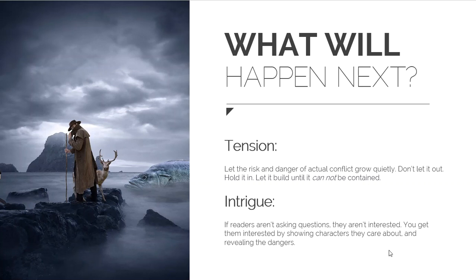You have to show them characters that they care about and reveal the danger. So you have to put the characters in challenging situations, and they do need enough information to know why this matters, why the characters are motivated to do this thing, or, to a small extent, why this thing is happening. Although in the first few chapters, I would just have the thing happen and put the explanation after.